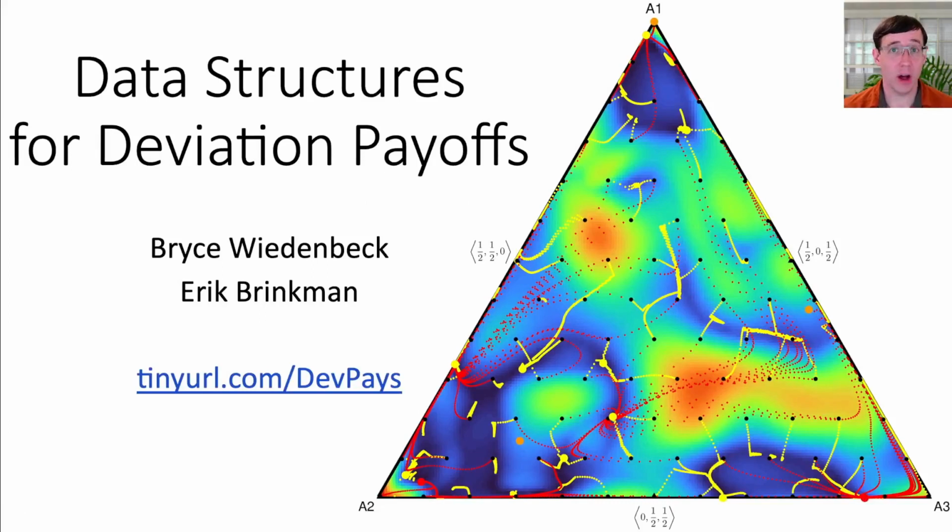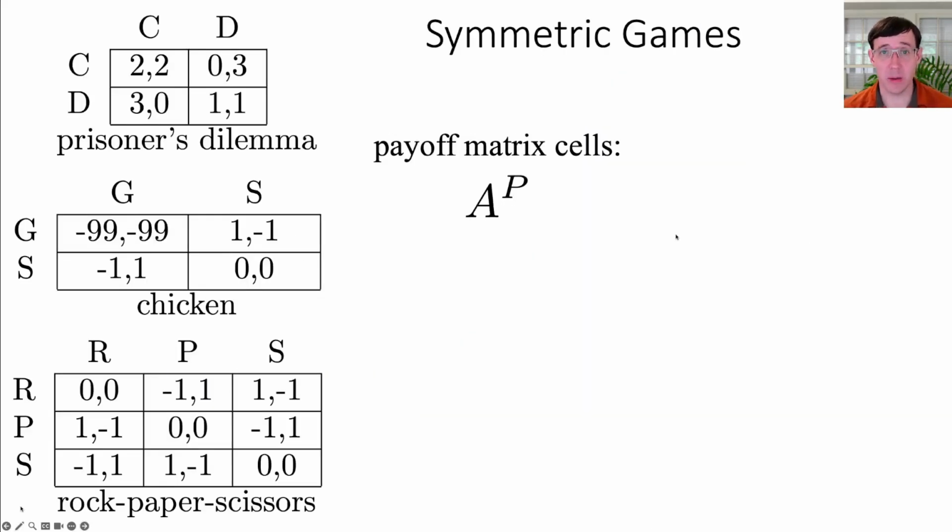In this video, I'll be presenting my paper, Data Structures for Deviation Payoffs, where Eric Brinkman and I developed new ways of representing symmetric games that allow for much faster computation of Nash equilibria. The presentation is based on the talk I gave at AAMAS, the Autonomous Agents and Multi-Agent Systems conference that took place earlier this month. A symmetric game is one where all of the players face the same incentives.